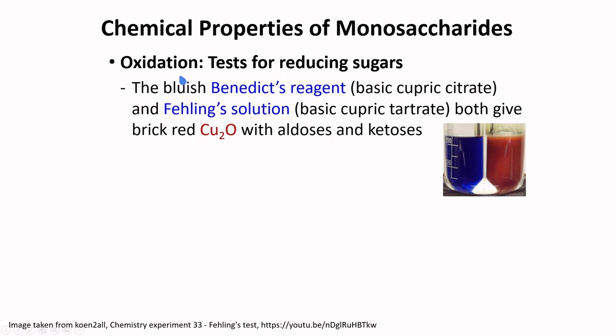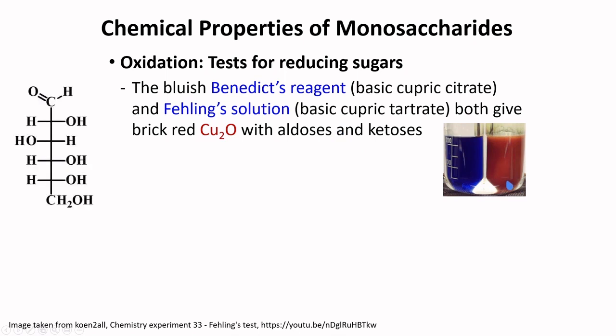Tests were developed to identify the reducing property of sugars. The bluish Benedict's reagent, or basic cupric citrate, and Fehling's solution, the basic cupric tartrate, both give a brick red cuprous oxide with aldoses and ketoses. In the process, this aldehyde group becomes a carboxylic acid, and the oxidation state of copper is reduced from +2 to +1.